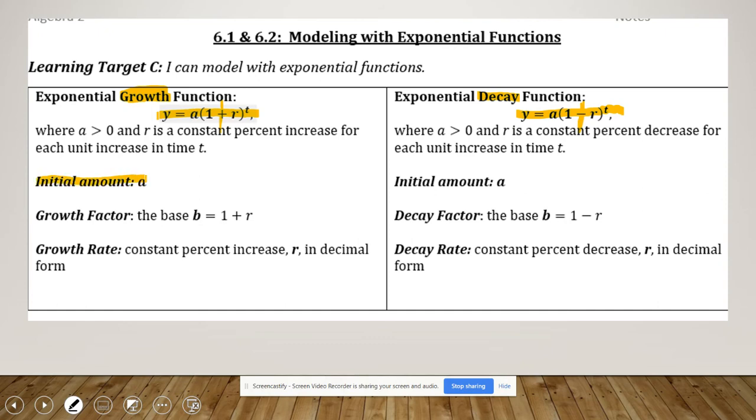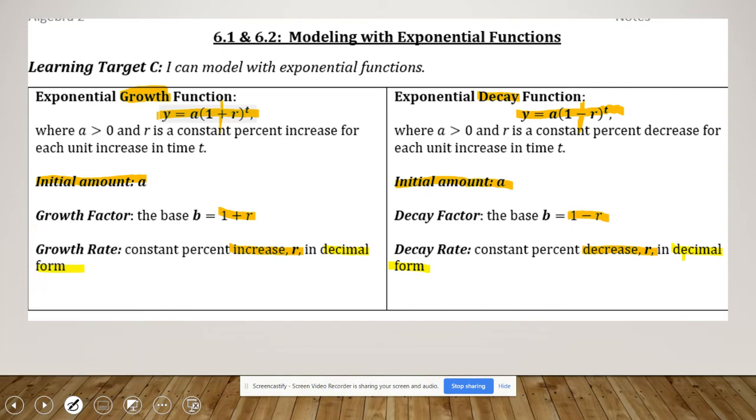So your initial amount for both is A. Your growth or decay factor, which is going to end up being your base, is found by either the 1 plus R or the 1 minus R. And then the rate is the percent increase or percent decrease, or R, in decimal form. That's the key, in decimal form.